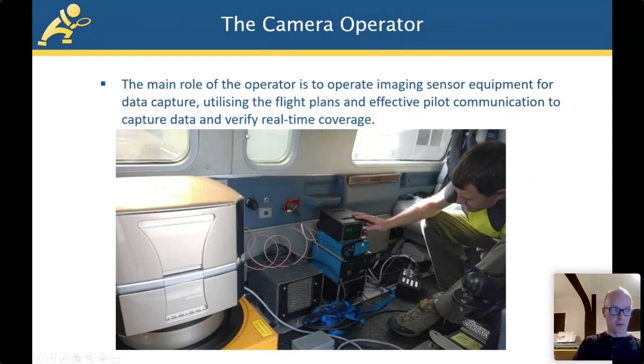And the other role of the camera operator, again, is to verify the real-time coverage. You can QA the data. You can see and note down if there has been any cloud or any images that might not have come out. So again, you have an in-flight sanity check on the data.